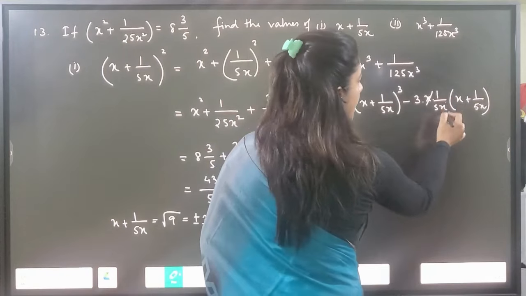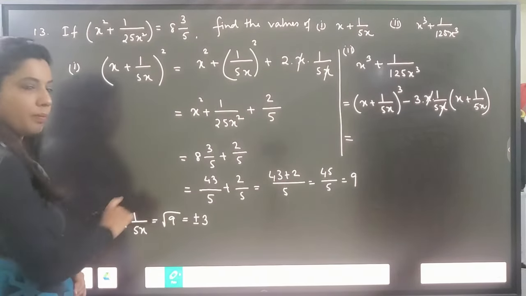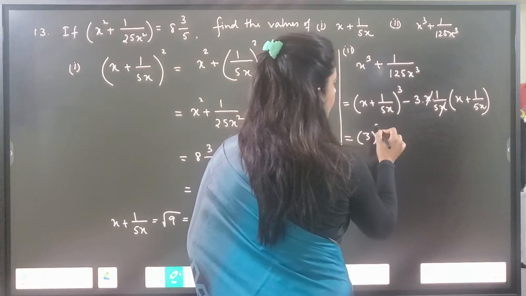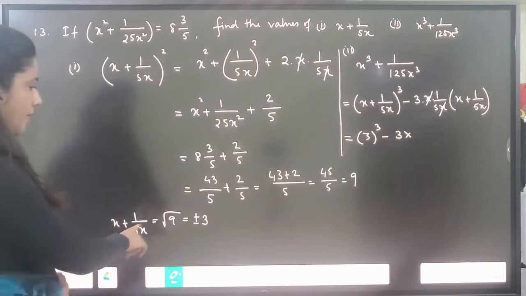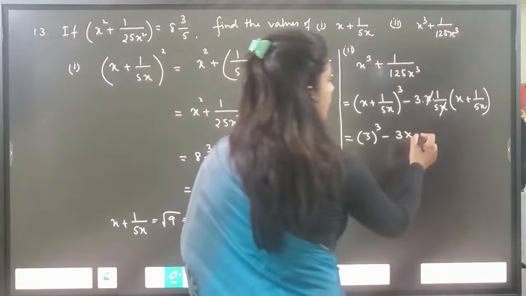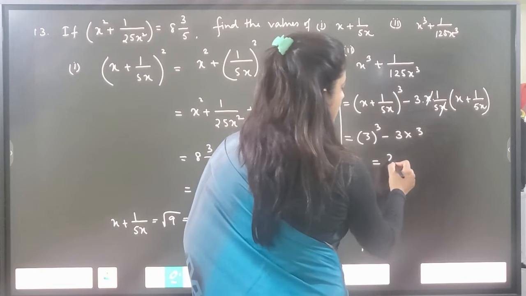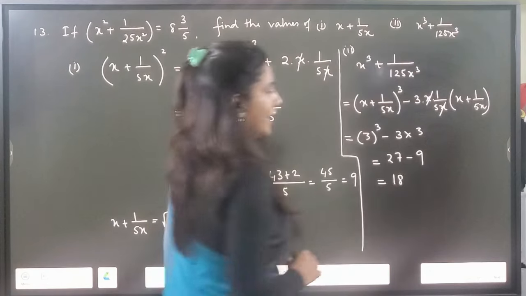Now here x and x will get cancelled. x plus 1 upon 5x, we got the value plus minus 3. I'll take the positive value. So that's 3 cube minus 3 into 5 plus 1 upon 5x, again 3. So put it here 3. So this is giving me 3 cube is 27 minus 3 into 3 is 9. So the answer is 18.